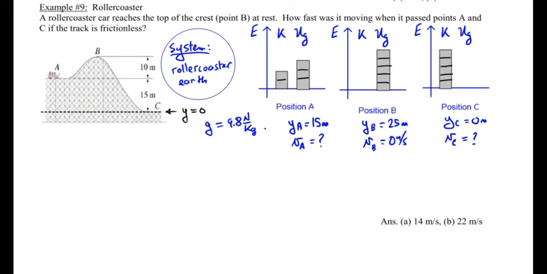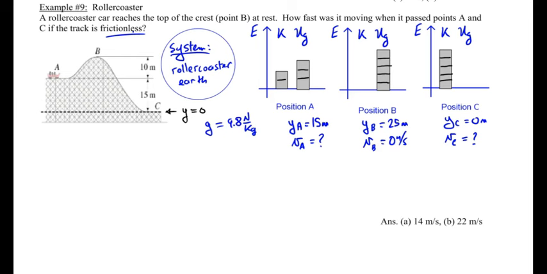So now we can proceed to write our energy statement based on our bar charts in our system. You may notice, by the way, I left out thermal energy. I'm making the big assumption that this, well, it says frictionless. If it had friction, then I'd have to include the work done by friction. But let's make the assumption there's no thermal energy lost due to friction. And so really, the mechanical energy of the system remains constant.